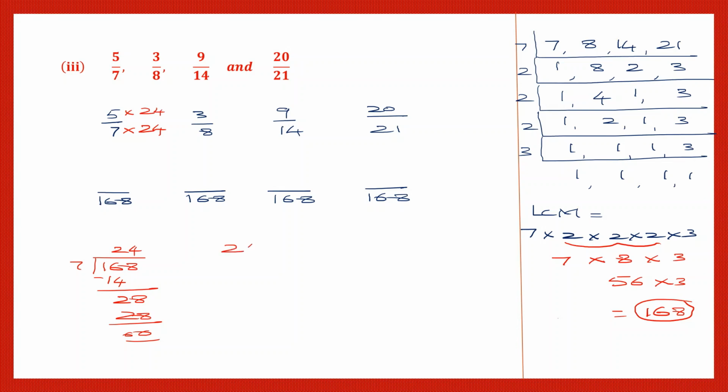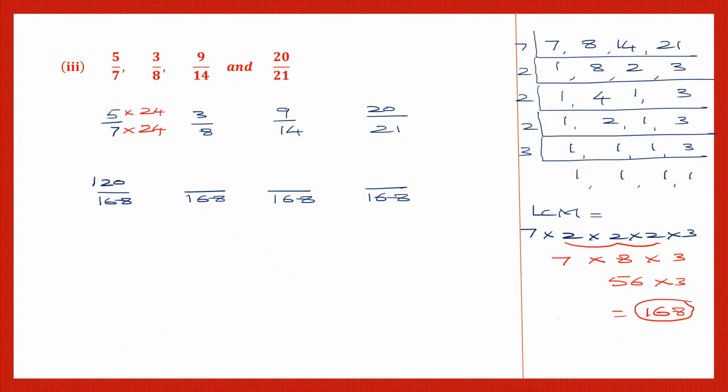So let's multiply 24 into 5. 5 fours are 20, carry 2. 5 twos are 10, 11, 12. 120. So 120 by 168 is our first fraction.